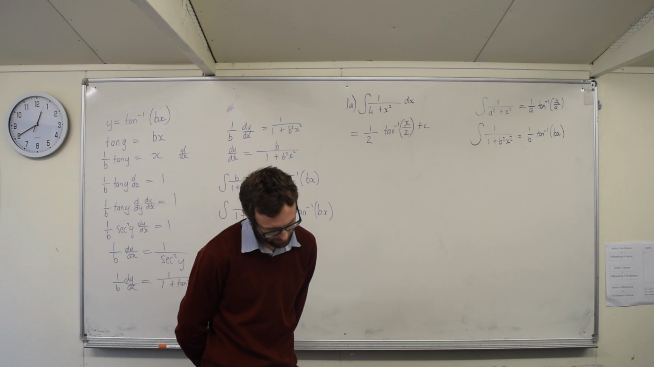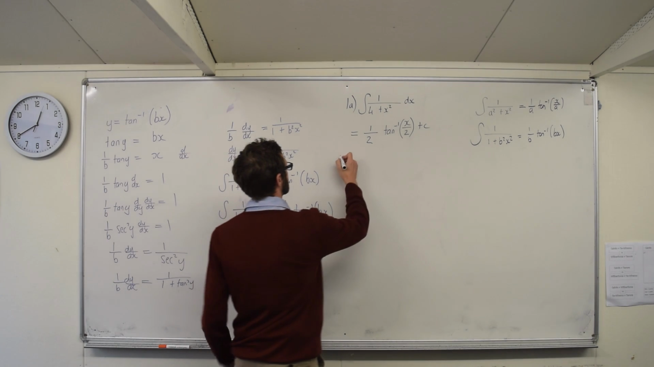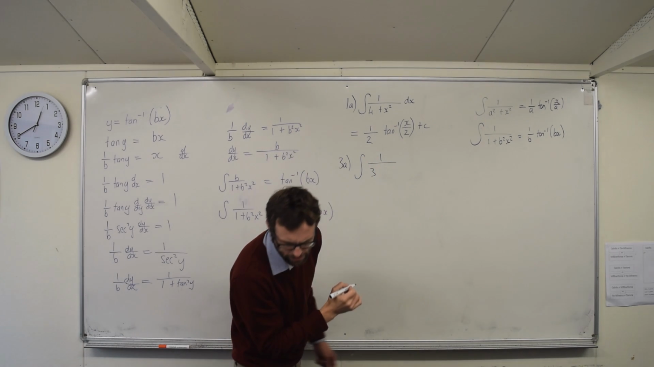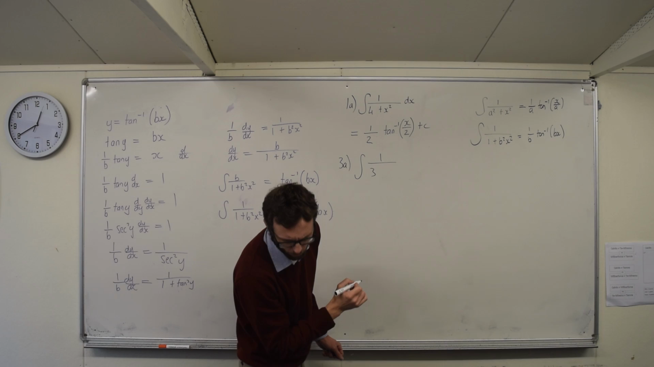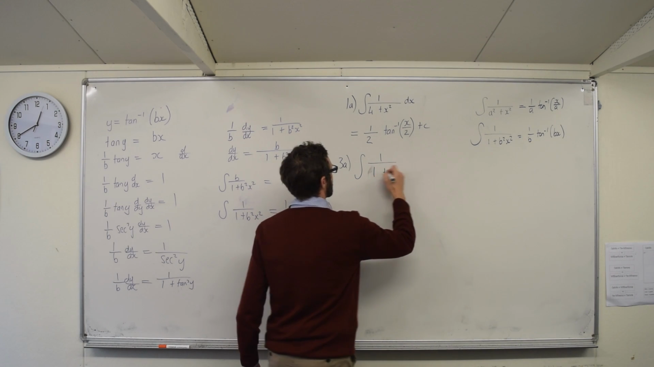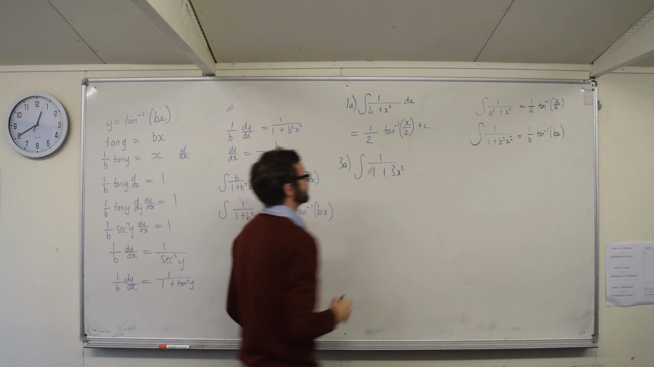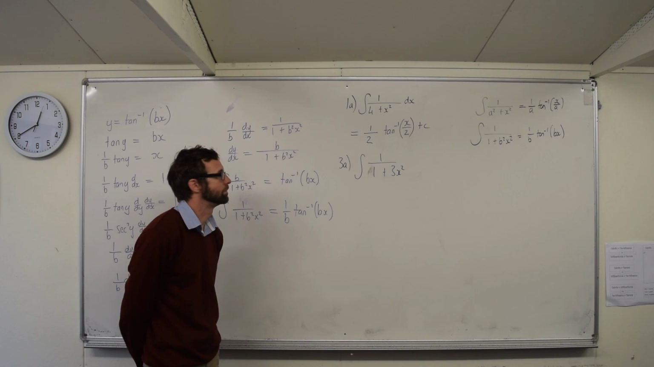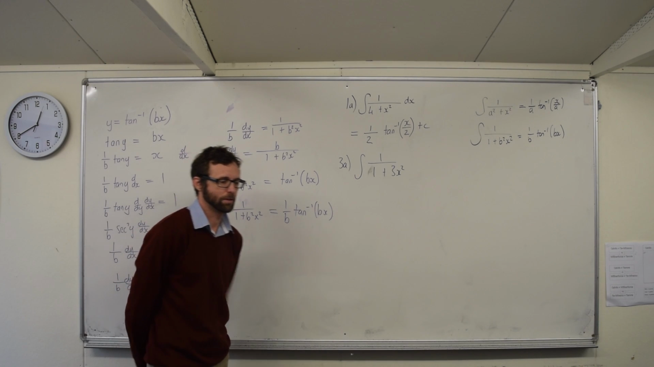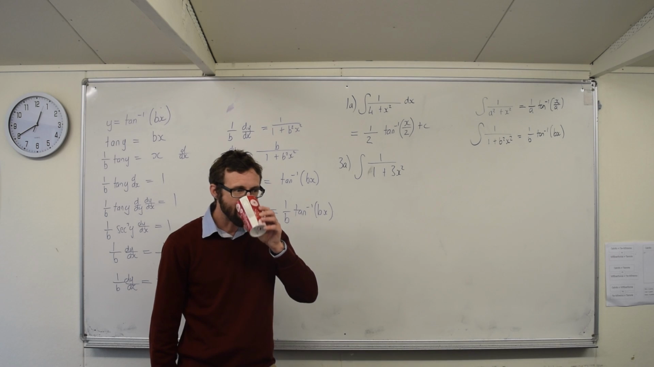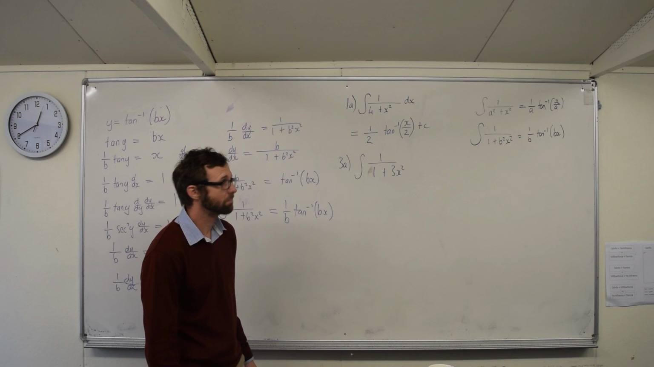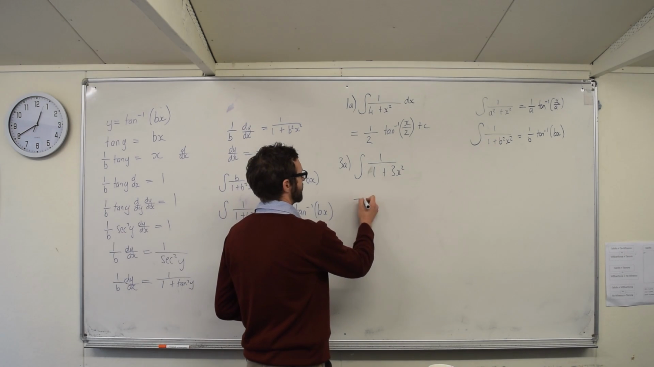Why don't we try something like number 3a. So number 3a, we've got this. We're trying to find the integral of 1 over 1 plus (3x) squared. This looks a bit nasty. Does it look like any of those to you? Yep, the second one. Okay, cool. Let's do that. The second one.